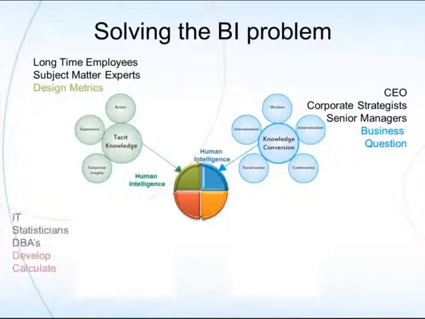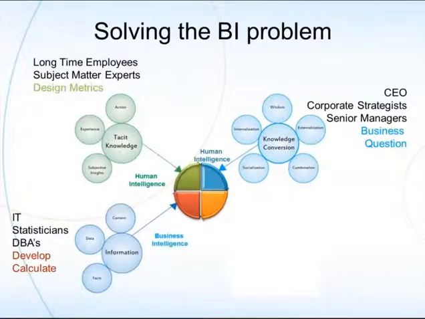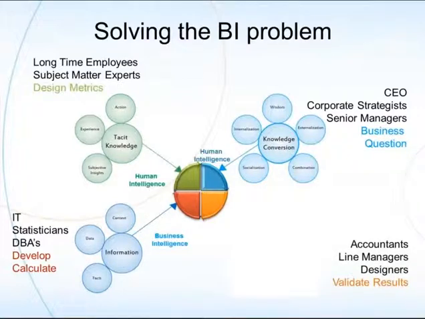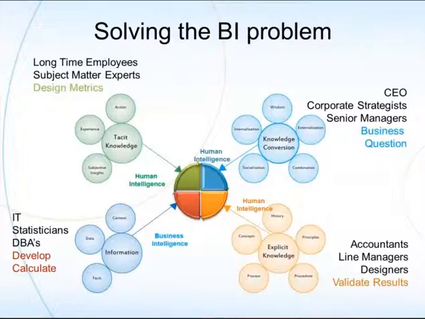metrics, followed by the DBAs and the statisticians, who are the ones who develop and calculate the algorithms that we would be using in order to measure sales. And then finally, we would go to the accountants to validate that, in fact, these are the numbers that we should be looking at. So solving the business problem follows a continuum like this.